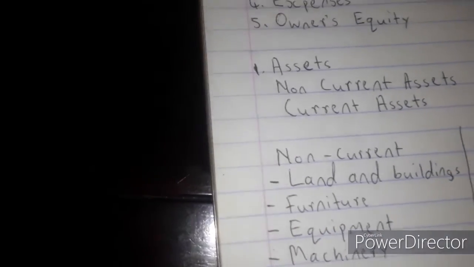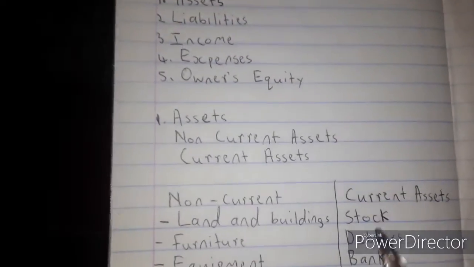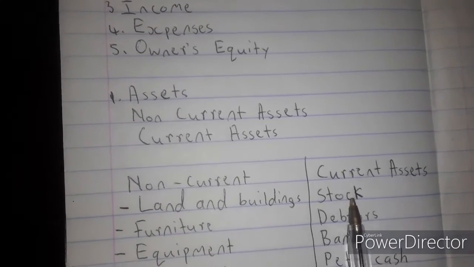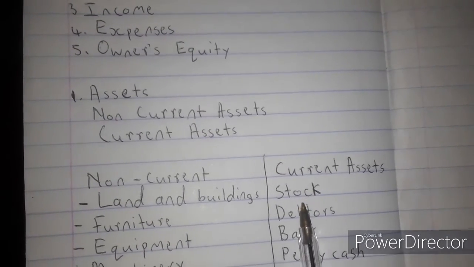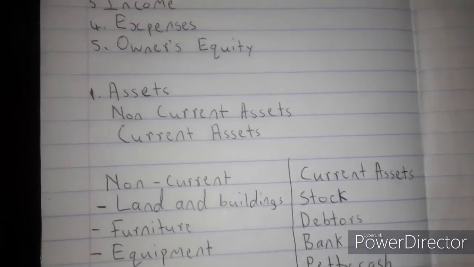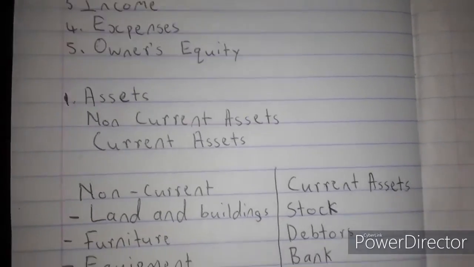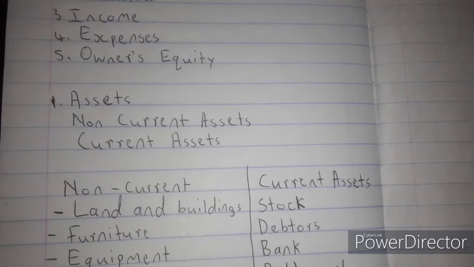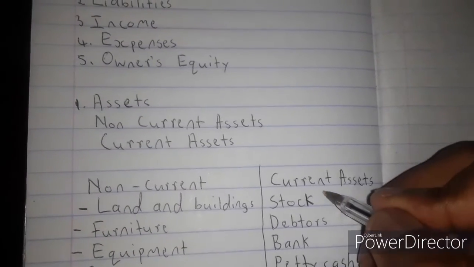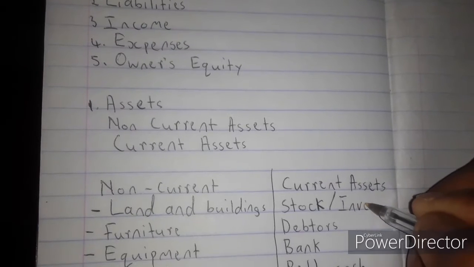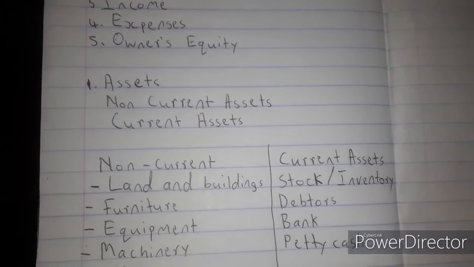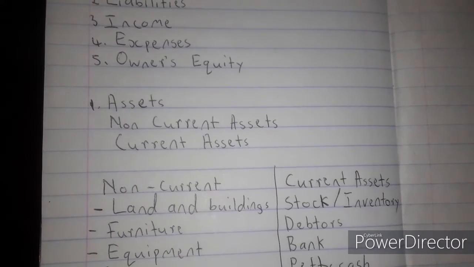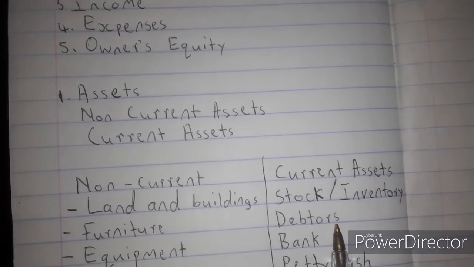So stock are the goods that are sold by the business to make a profit. So the purpose of a business is to make a profit. So stock are goods that are sold by a business to make a profit. So sometimes it is called an inventory. A debtor is a person who owes money to the business.